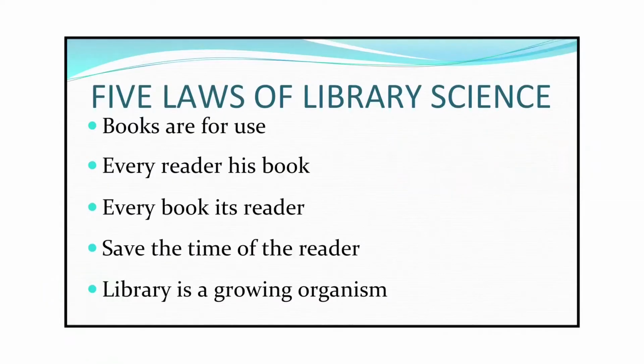So the basic crux, or the main message over here, is that the 5 laws of library science serve as guidelines, as rules and regulations for the library professionals and for the libraries to introduce different services and follow. So the 5 laws of library science are, as you can see on screen: books are for use, every reader his book, every book its reader, save the time of the reader, and library is a growing organism. We are going to talk of these laws one by one.